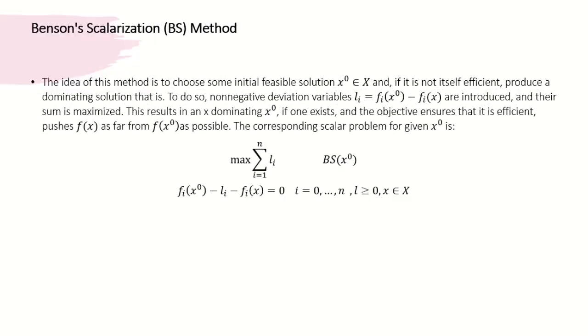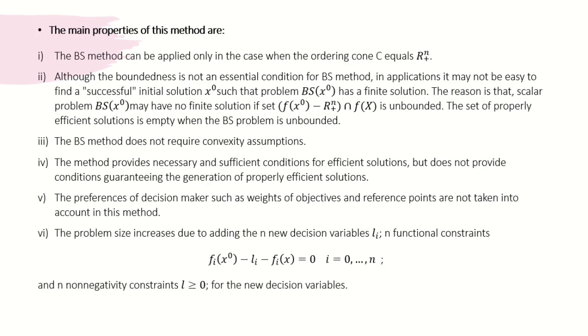The next method that I want to explain is Benson's scalarization method. The idea of this method is, first of all, to choose an initial feasible solution, which we will call x0, and define a new variable l_i, which is this difference, and we want to solve this optimization problem and maximize this summation, which is a replacement for our original multi-objective function. In this method, we have these features.